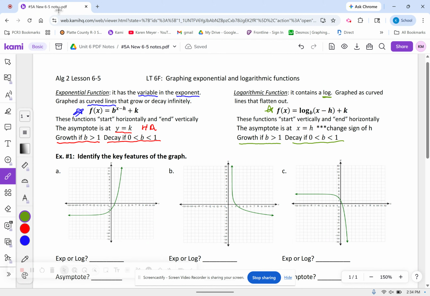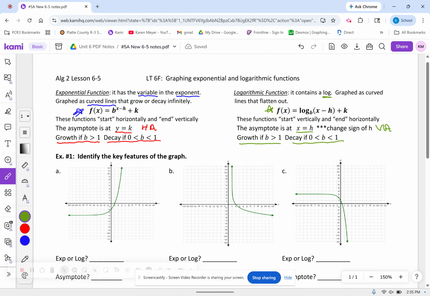Oh, I kind of skipped over this part. Asymptote. This one should have a vertical asymptote, so I'll put VA here, vertical asymptote. And that will be x equals h, and then you'll see little asterisks. If you look up here, you must remember to change the sign of h, because in my equation it's a negative h, but down here I put a positive h.